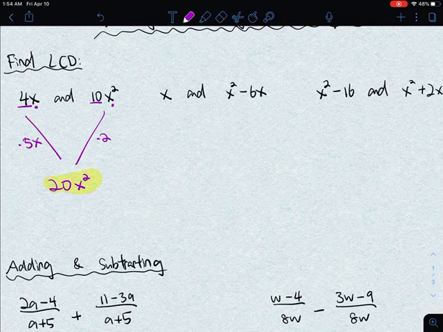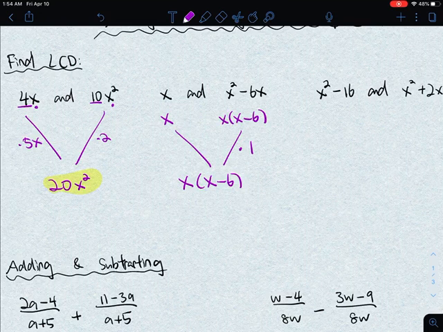Okay, x and x squared minus 6x. So let's always see if we can factor any of these. x is just always x, but this we can factor: x times x minus 6. So then what's my LCD? Well, I have to have an x, and then I have to have an x minus 6 as well. And once again, I don't need x squared because that's no longer going to be the least common denominator. And then to double check, here I can just do times 1. Here I do times x minus 6. And then I'm ready to go.